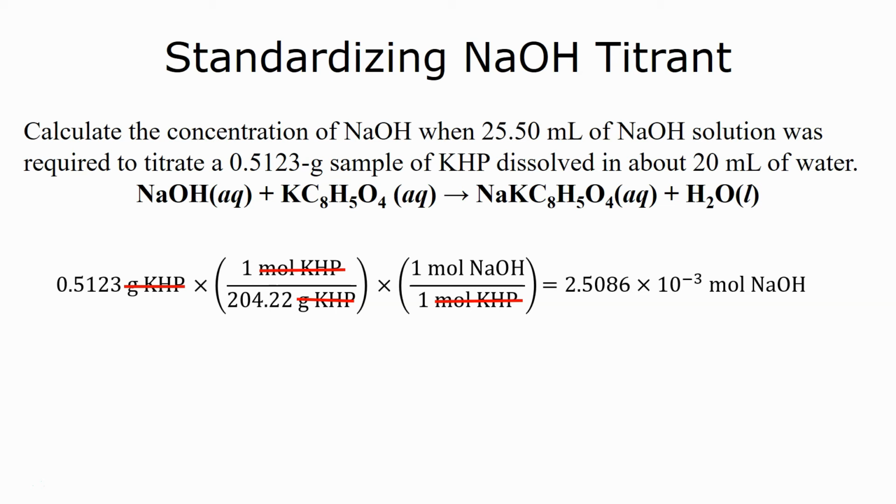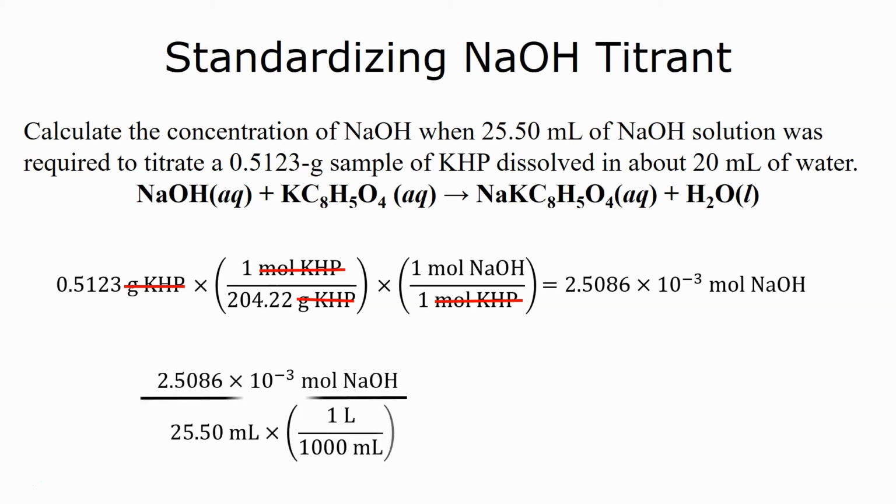Now that we have the number of moles of sodium hydroxide that were used in this titration, we can divide that by the volume that we delivered. This is specifically the volume of sodium hydroxide. You notice that we have another volume in this problem. It said that the KHP was dissolved in about 20 milliliters of water. Well, it doesn't matter what the concentration of the KHP was. The KHP was a solid, and since we knew the mass, we knew the very high precision number of moles of KHP that was present.